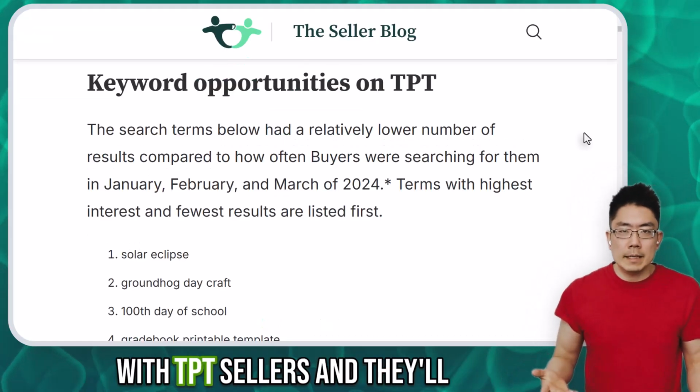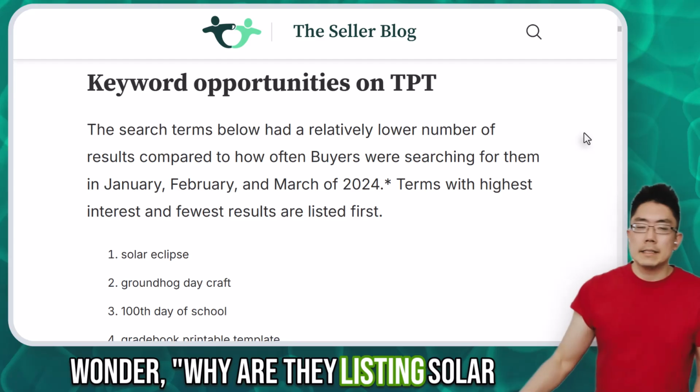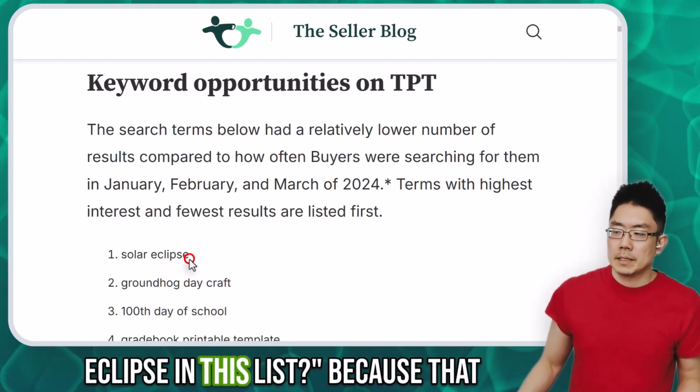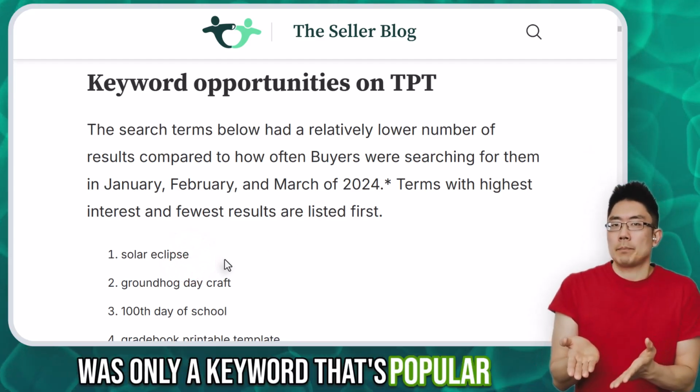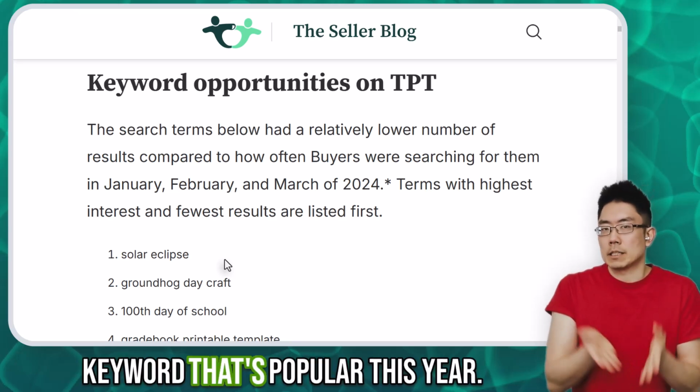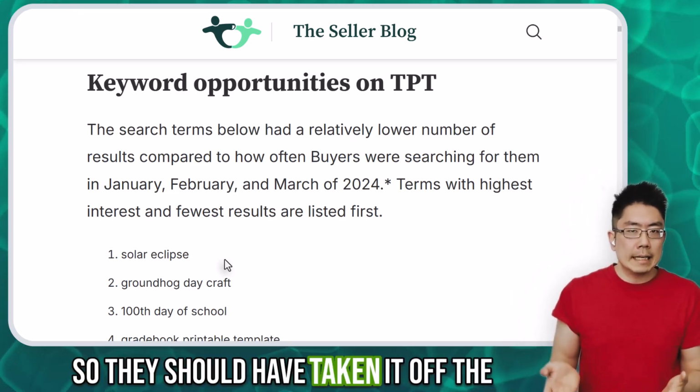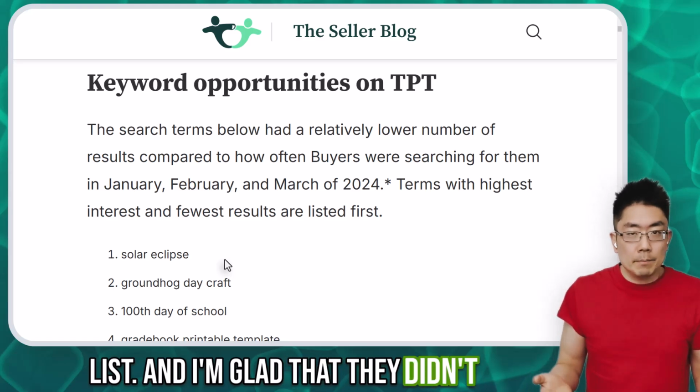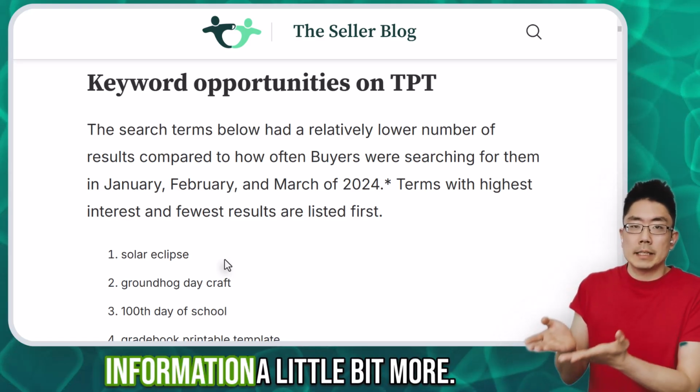Sometimes I'll chat with TPT sellers and they'll wonder, well, why are they listing solar eclipse in this list? Because that was only a keyword that's popular last year. It's not going to be a keyword that's popular this year. So they should have taken it off the list. And I'm glad that they didn't, because that makes me trust this information a little bit more.